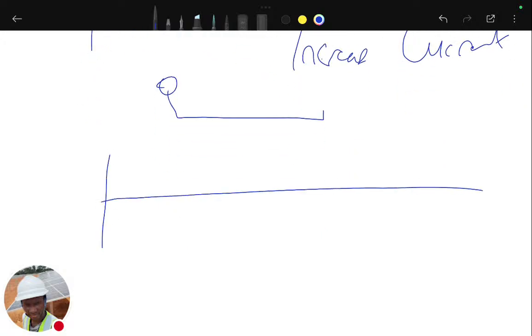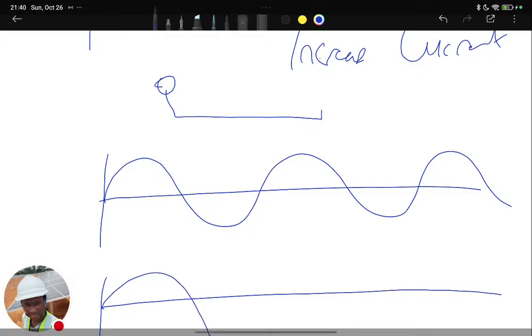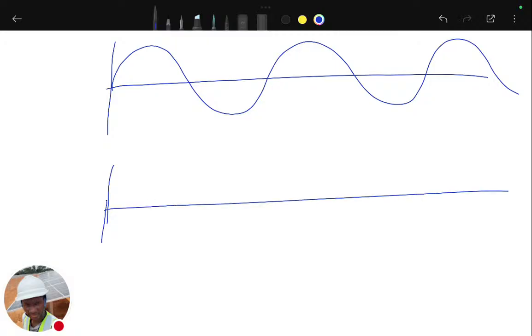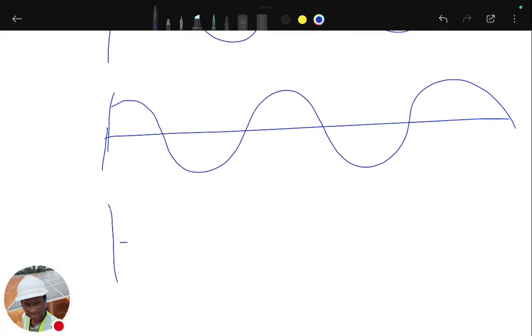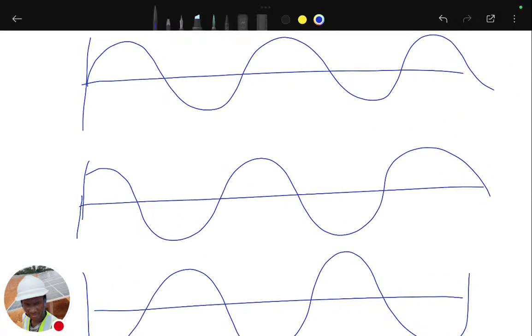Let's assume one inverter is producing this sine wave. Let's assume another inverter is producing this sine wave. And let's assume a third inverter is producing this sine wave. What's the difference between these 3 waves? Who can tell me the difference between these 3 waves in the comments? There's a word I'm looking for. Those of you that did DSP should know what that word is. Those of you that did Taylor series and so on, you should know what that word is.